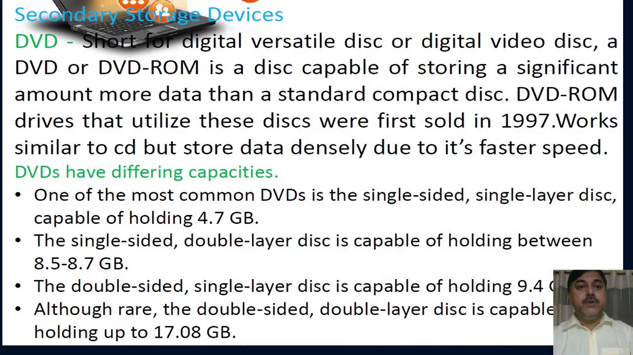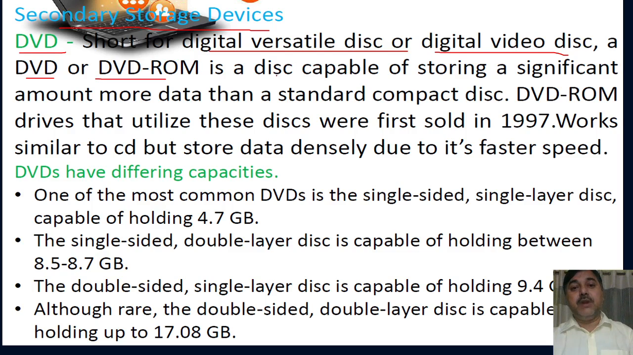Okay, so as we are doing this, we can find the secondary storage devices. First is a DVD. DVD means what? A digital versatile disk, or digital video disk. So there is a DVD and a DVD-ROM: digital versatile disk, or digital video disk, with read-only memory.